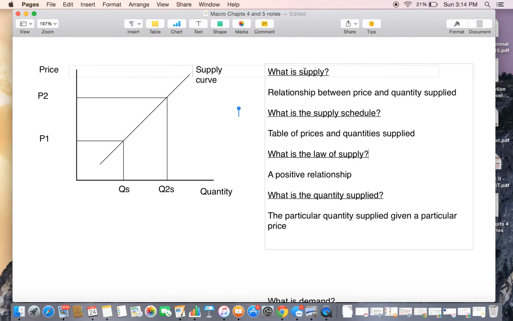Getting all of this terminology straight is very important. What do I mean when I say supply? What do I mean when I say supply schedule? What am I talking about when I say the law of supply? When I say the law of supply, I mean that if there is an increase in price, we should see an increase in the quantity supplied. So quantity supplied would be the particular amount supplied given a particular price.